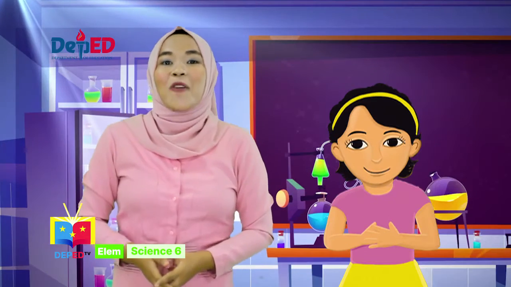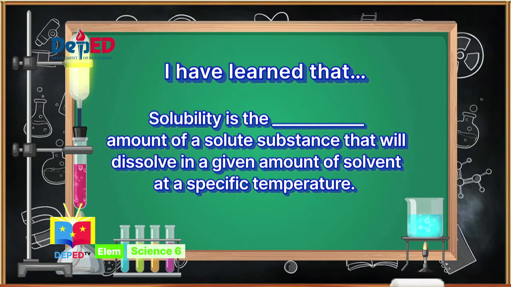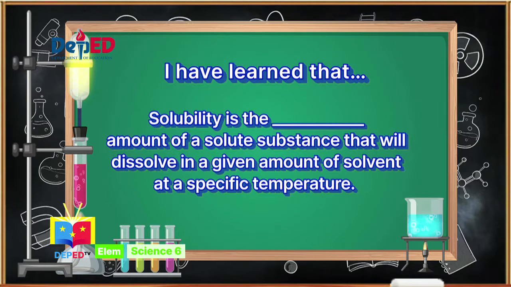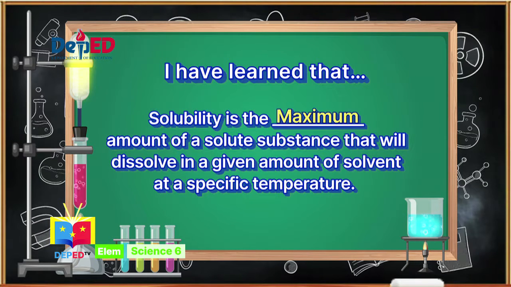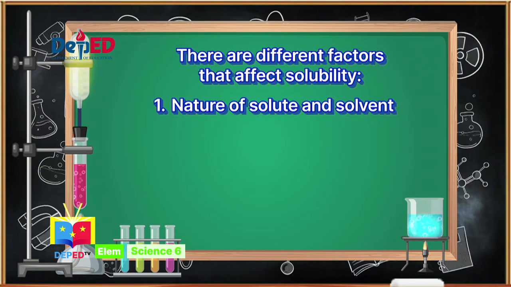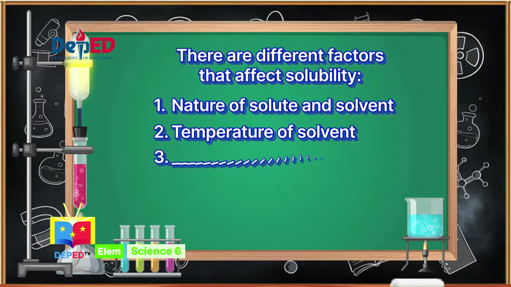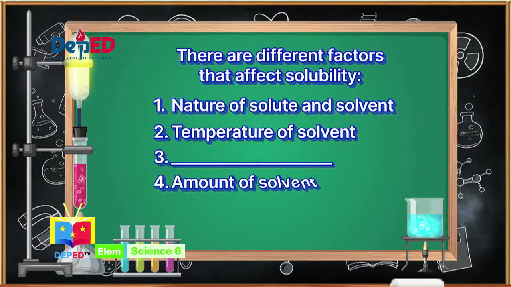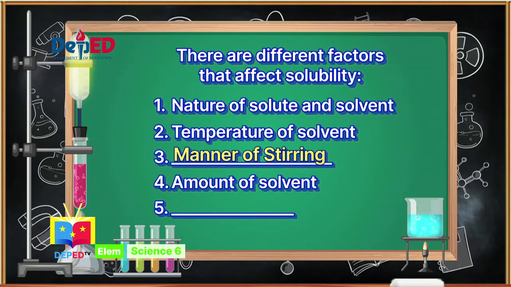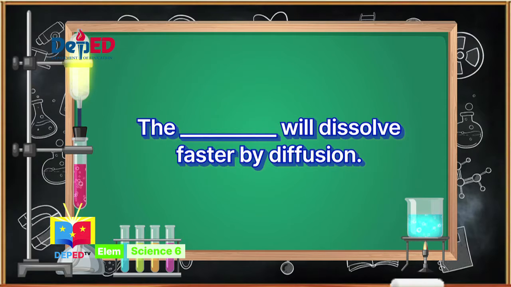Great! So, we have to analyze and complete the paragraph. I have learned that solubility is the maximum amount of a solid substance that will dissolve in a given amount of solvent at a specific temperature. There are different factors that affect solubility. Number 1, nature of solute and solvent. Number 2, temperature of solvent. Number 3, blank. Number 4, amount of solvent. Number 5, blank. Great! Manner of stirring and size of solute. The blank will dissolve faster by diffusion.